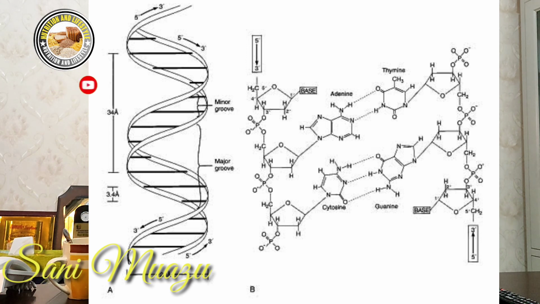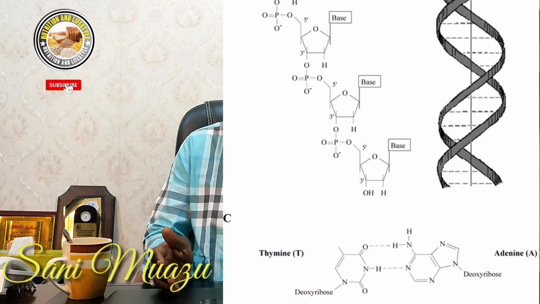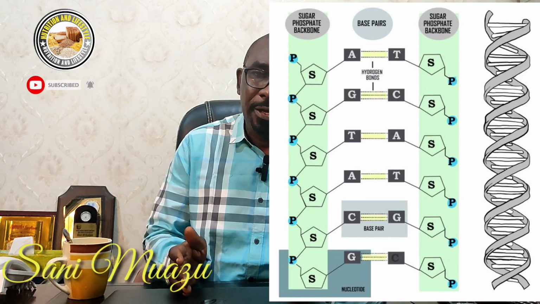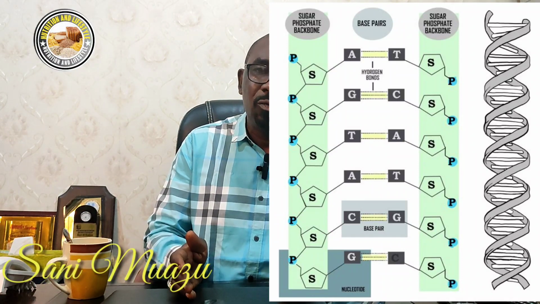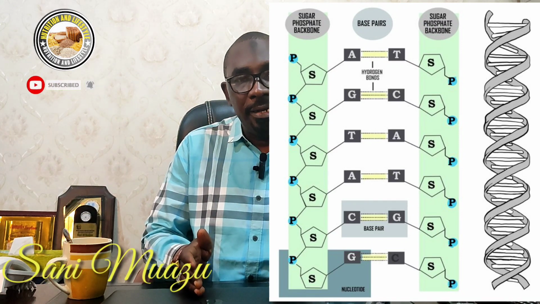The base on the left side and another base on the right side: adenine on the left side binding with thymine on the right side, or guanine on the left side binding with cytosine on the right side. This bonding occurs through hydrogen bonding, and this now forms the helical structure of DNA.